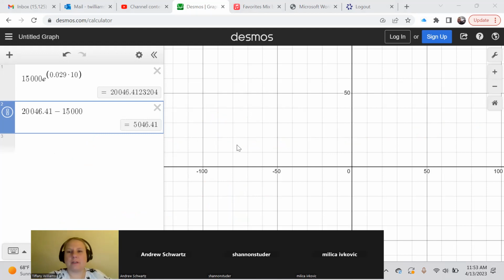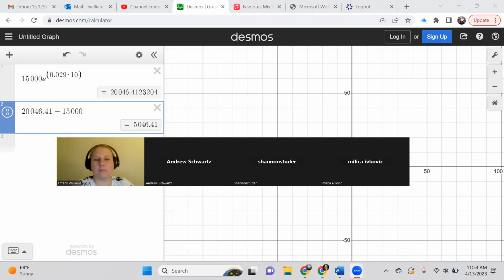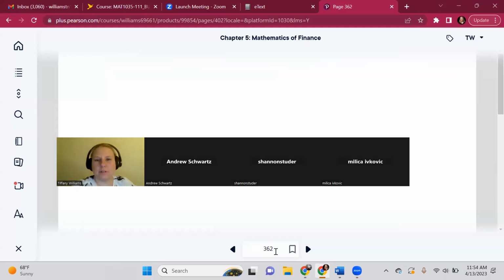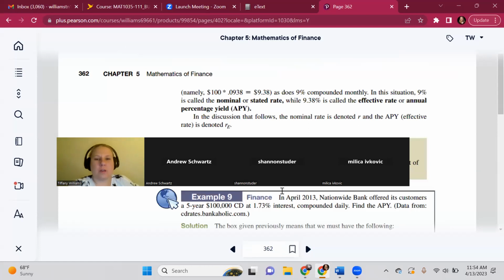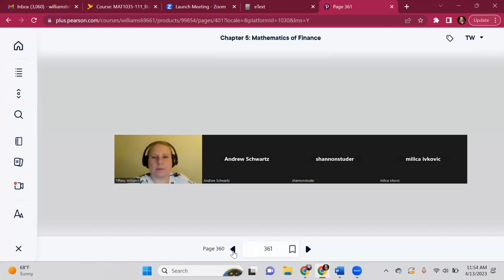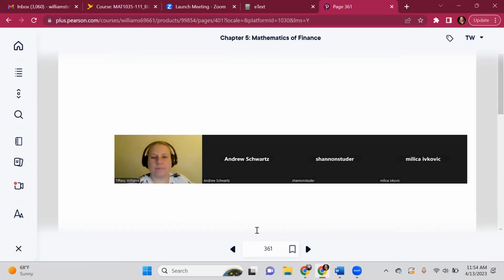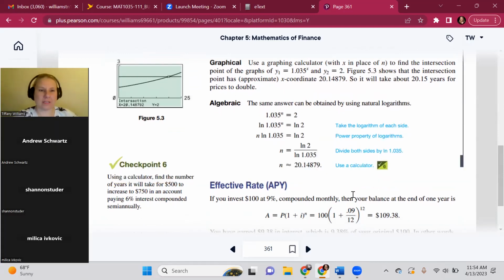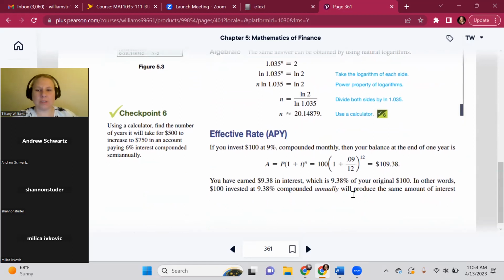All right, let's clear that out. Let's go back to the book. Let's go look at something else here. So let's go to page 362. Okay. Let me back up a page. So we're now going to talk about something called effective versus nominal rate.